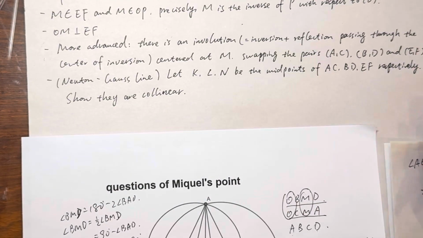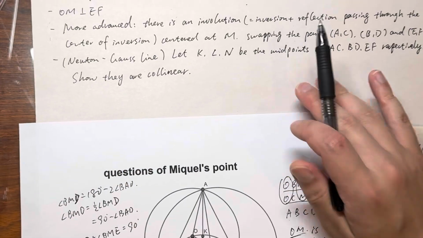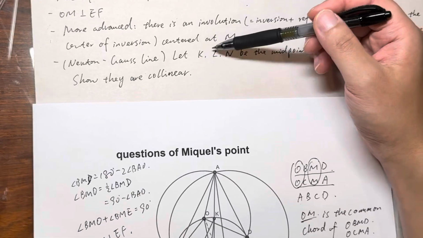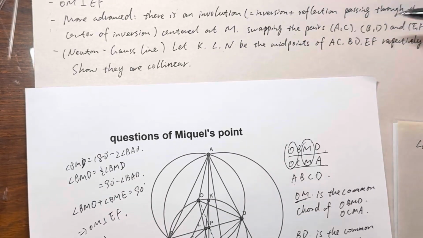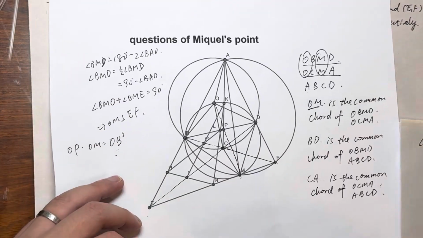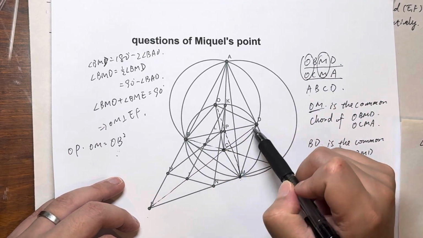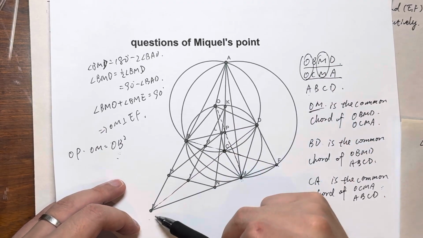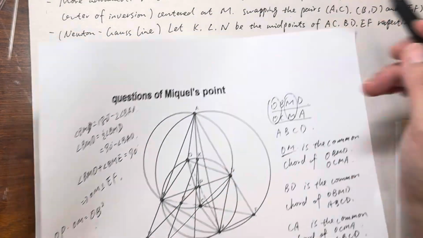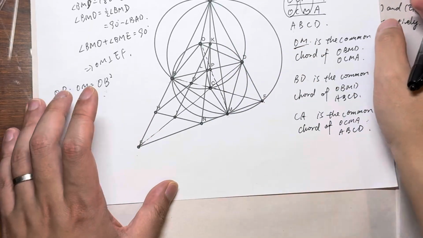And now let's look at the final question. We want to prove it's actually the Newton-Gauss line. Let K, L, N be the midpoints of AC, BD, EF respectively. We have K here, the midpoint of AC, L here, the midpoint of BD, and N here, the midpoint of EF. We want to prove that K, L, N are collinear.